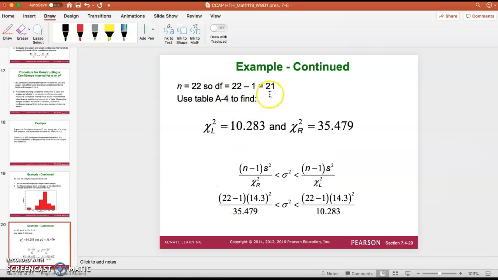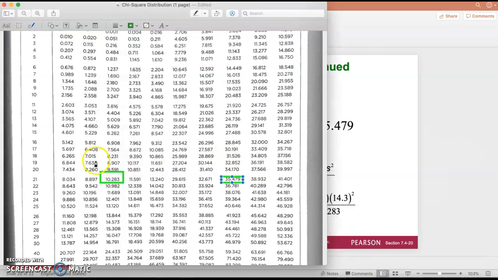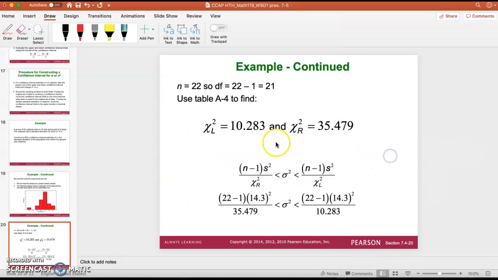And so again, we're using 21 for our degrees of freedom. Notice we're using the same scenario numbers from before, so we're still using that left critical value of 10.283 and the right critical value of 35.479. Just plugging everything into our formula here. So 22 minus 1, get our degrees of freedom. Plug in 14.3 for that sample standard deviation. We're going to square it.